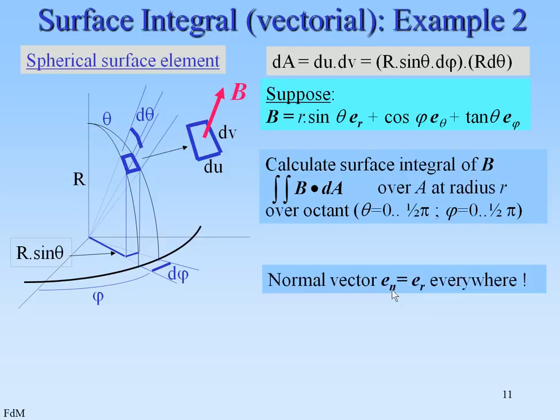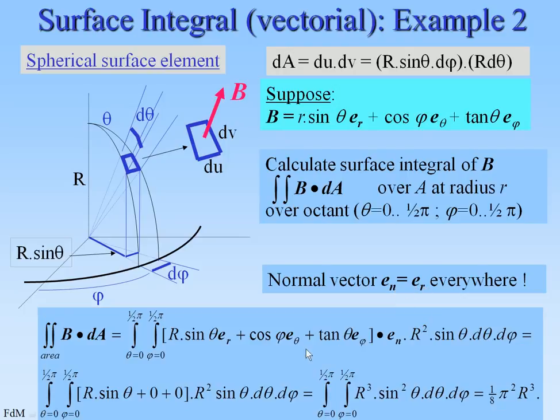The normal vector En is Er everywhere, the normal vector on the surface. And then we can integrate this equation over theta and phi in the normal way. And here is the surface element, r squared sine theta d theta d phi, given here. And when you perform the integrations, you end up with an expression like this.